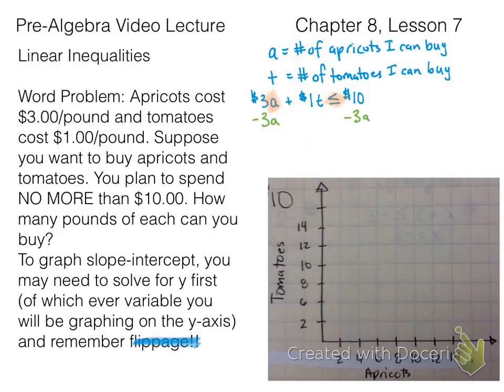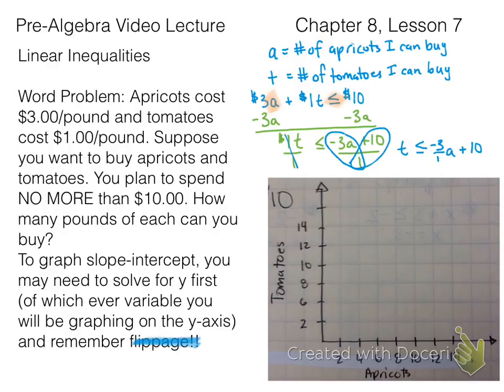So I'm going to go ahead and do that, and I'm going to minus 3a on both sides. And technically 1 times t is just t, and you really don't need to divide by 1 on both sides, but I went ahead and did it. So t is less than or equal to negative 3 over 1a plus 10. So if I'm going to graph, I'm going to start at 10, and then I'm going to go down 3 to the right 1, down 3 to the right 1, down 3 to the right 1.